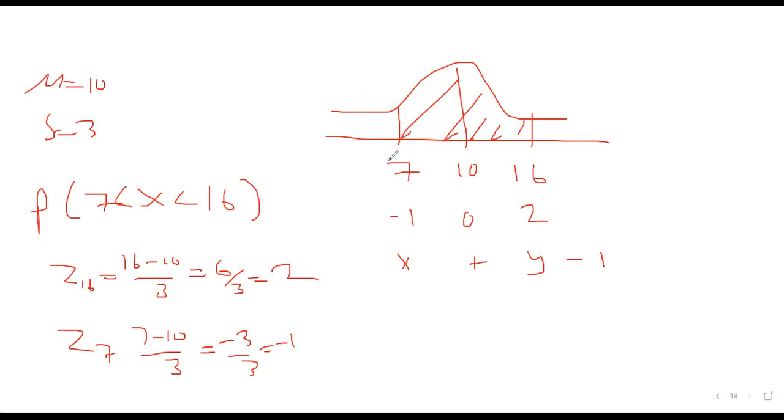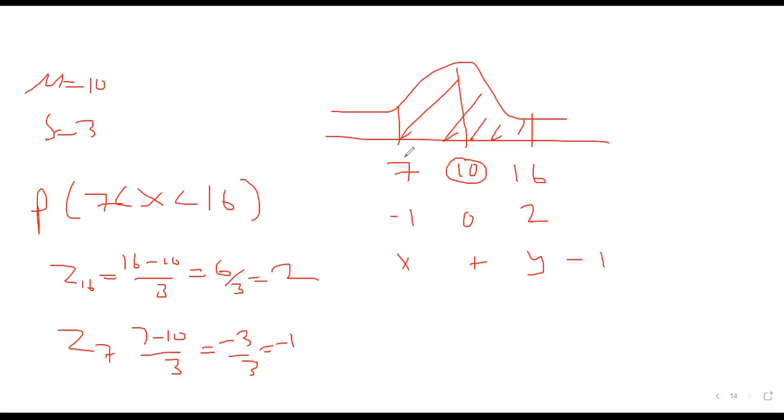Right, so when you're dealing with intervals, we're looking at the area in between. So we're being asked to find the probability of X between 7 and 16. Firstly, we identify where the 10 is. The number below 10 is the 7. The number above 10 is 16. So we want to look at the probability that lies in between there.